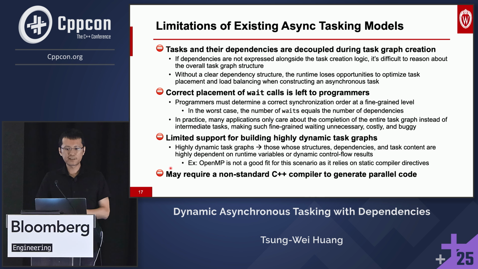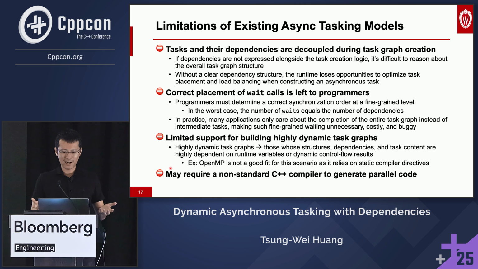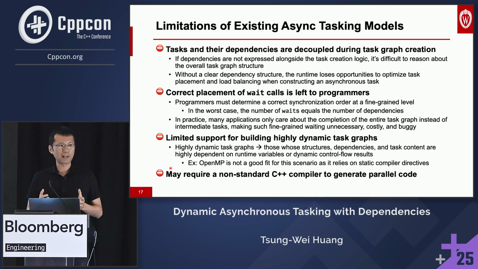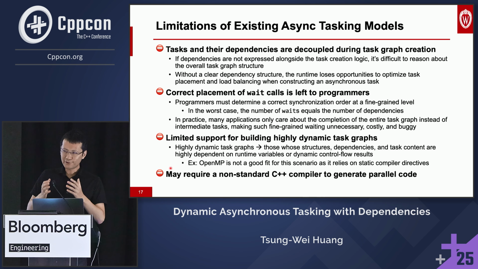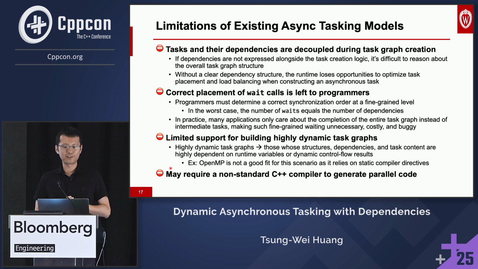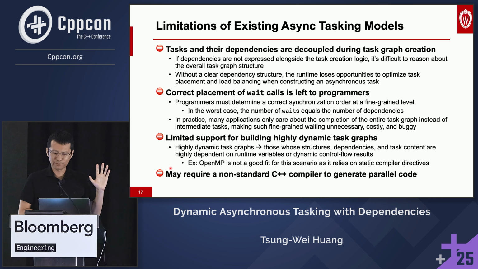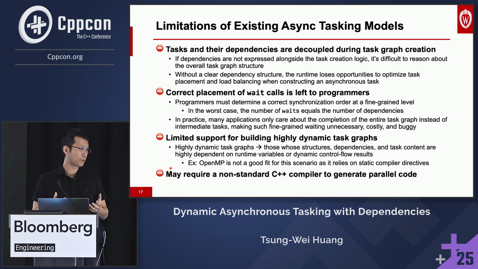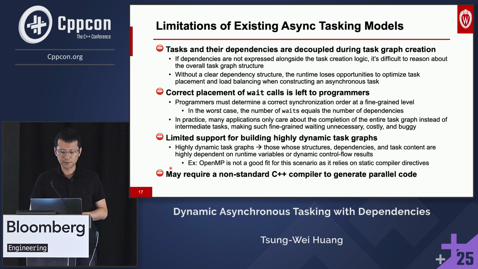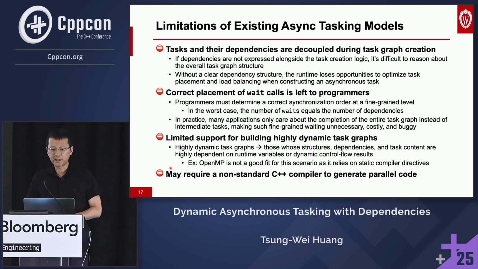So far, we have seen many different asynchronous tasking models to create task graphs dynamically. While each of these libraries has its own advantages in certain domains, they frequently come with the following limitations that prevent us from fully utilizing the potential of task graph parallelism. So let's take a look at the 4 limitations.